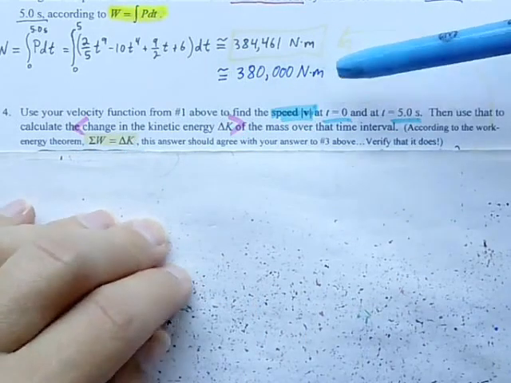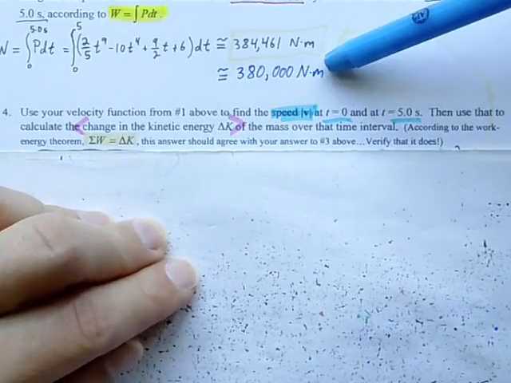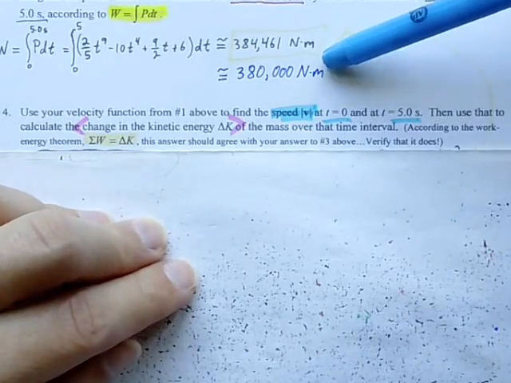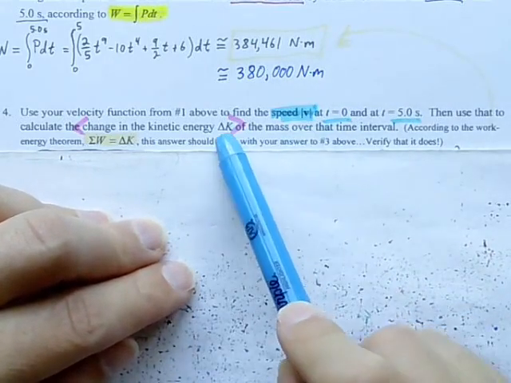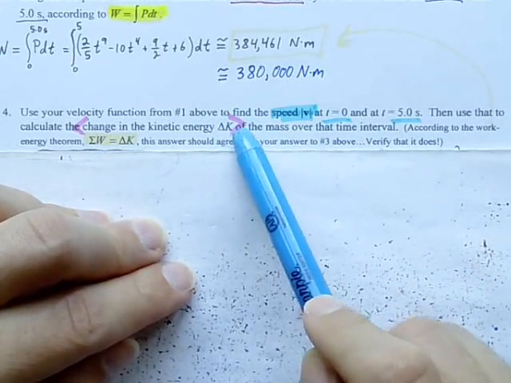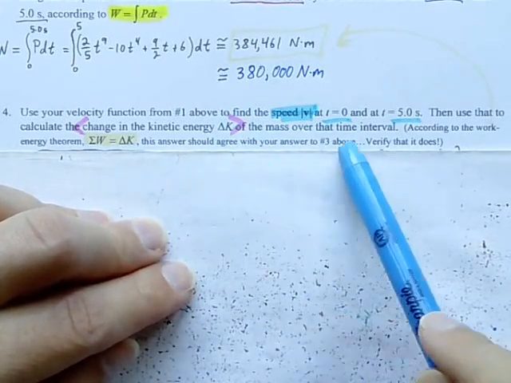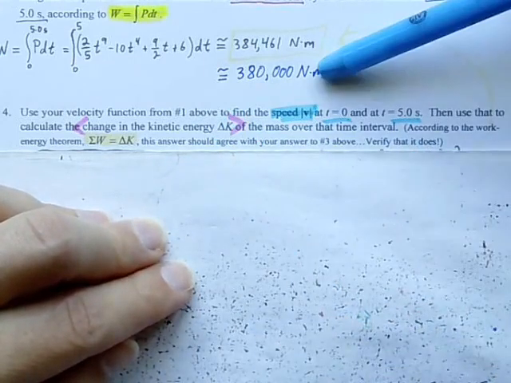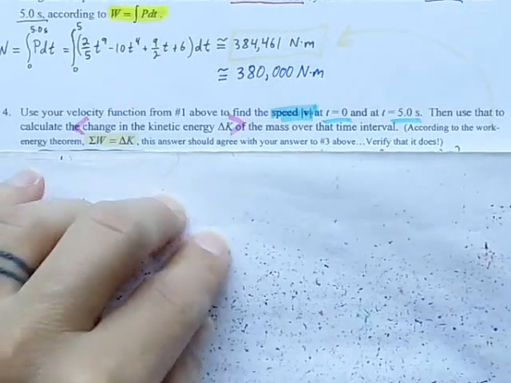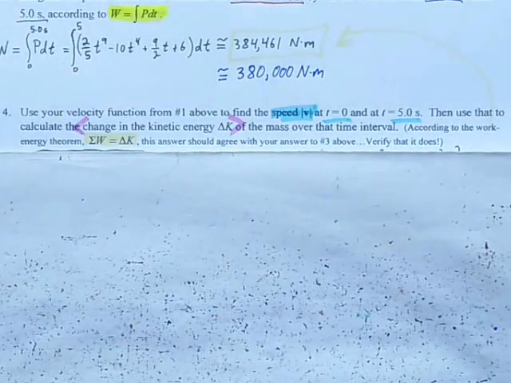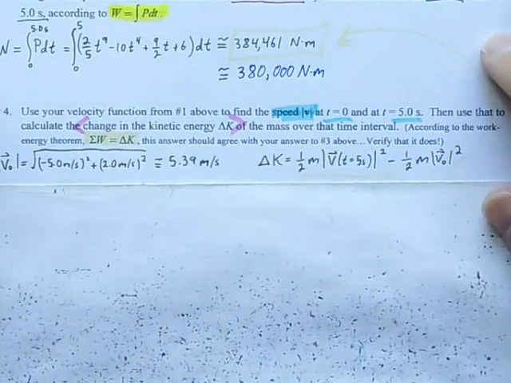But the point here is I want you to confirm this value by doing the calculation a different way. Find the speed at those two moments. So find the K at those two moments. Find the change in K between those two moments. And then you should be able to verify that your answer matches this result here that came from integrating the power function. Okay, pause the video and work through that.